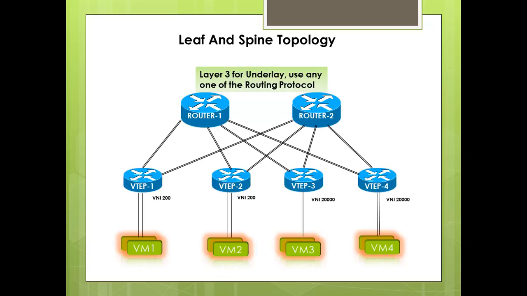Here we have VTEP1 to VTEP4 that are connected to router 1 and router 2. VM1 to VM4 are connected to VTEP1 to VTEP4 respectively. VTEP1 and VTEP2 are configured for VNI 200. VTEP3 and VTEP4 are configured for VNI 20,000. Any one of the routing protocols is used between VTEPs and routers to exchange routes.